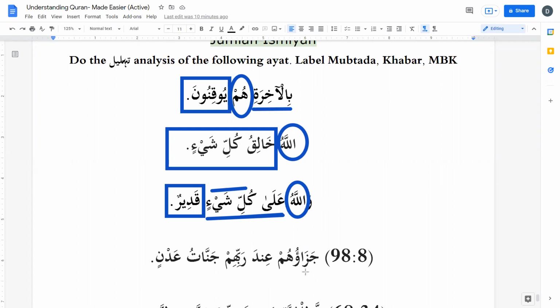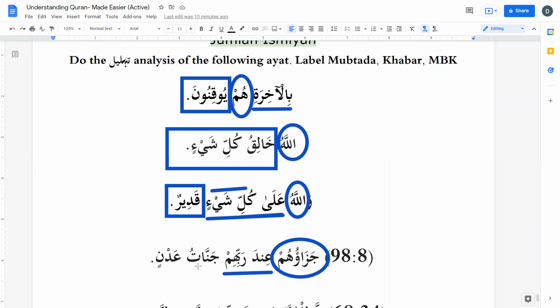Jazaohum. So jazau is first ism, that is rafa, and it is connected to whom. Jazau is mudaf and whom is mudaf ilayh. So jazauhum is mubtada. Then we have inda. Inda is special mudaf of time and place. So inda is MBK. Inda rabbihim, chain together MBK.